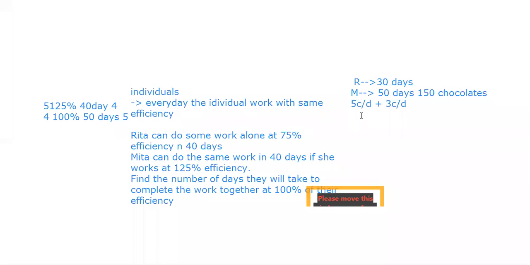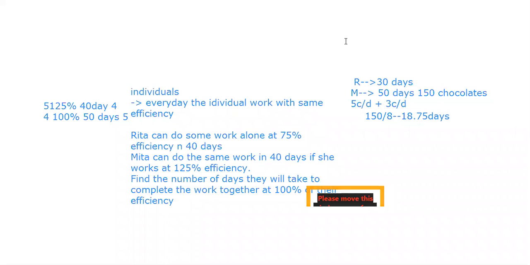So it is just 150 by 8. So it will be what? 18.75 days. Are we clear with this? Guys, are we clear? Shall we proceed to the next?